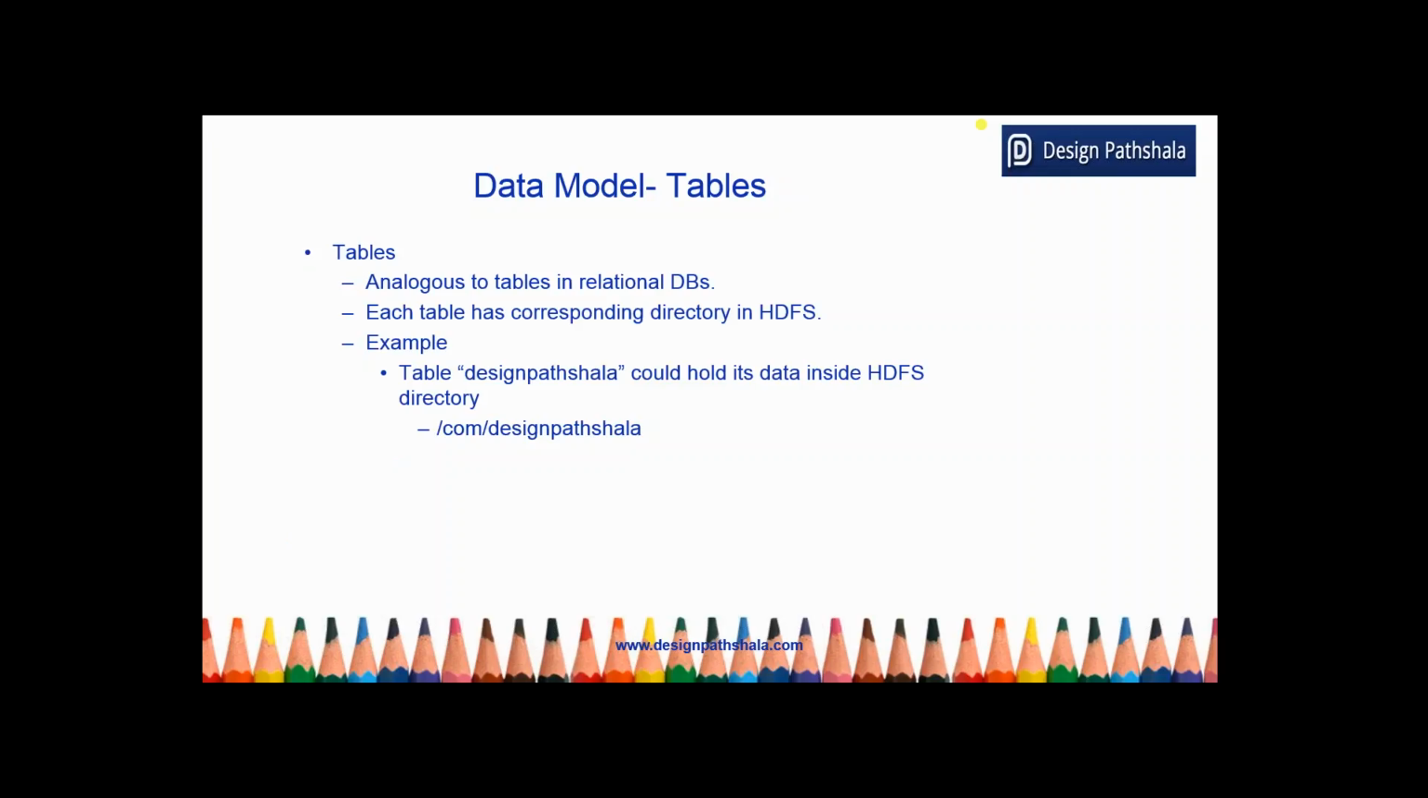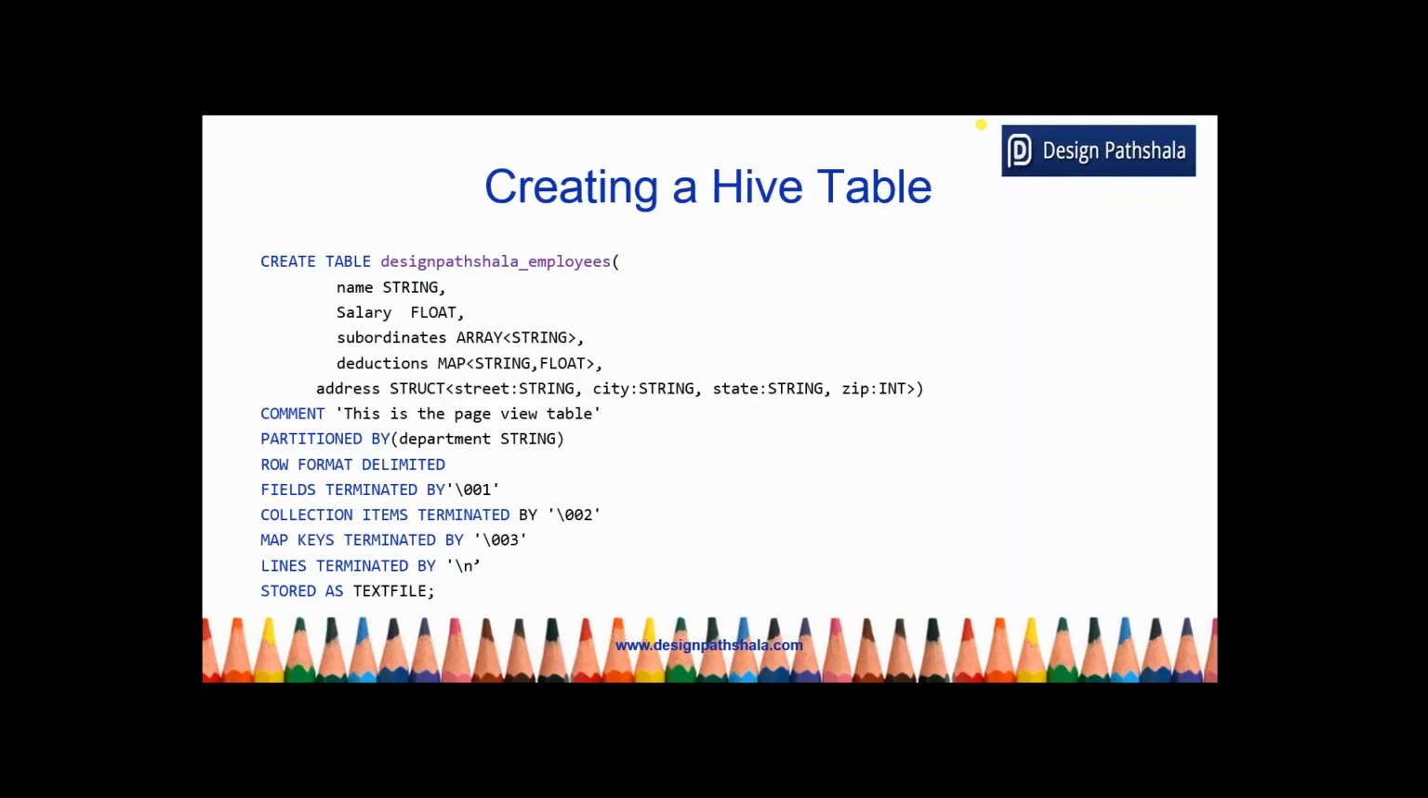So how to create a table? You give your different columns in the file. The columns can be simple types like string, float, and can be complex types like array, map, and structs. Before that, you can give a comment. A comment is nothing but a simple description of what this table is all about. Partition by, we'll look at some time. Let's look at row format delimited and other things. Row format delimited will tell you how to read this data which is stored in this file.